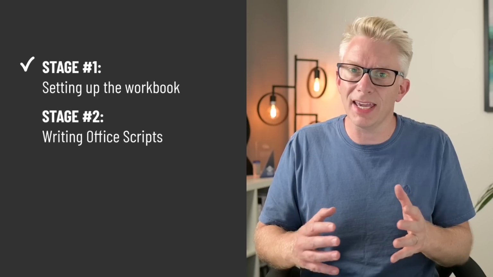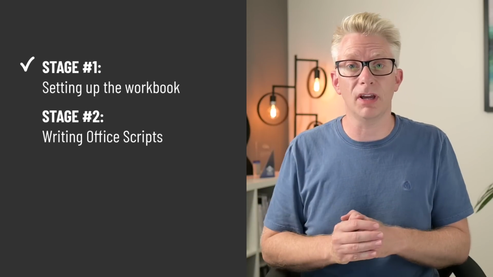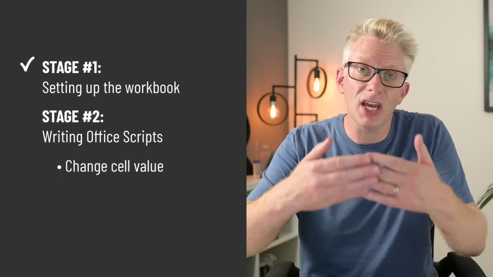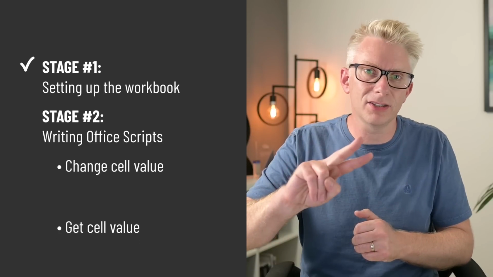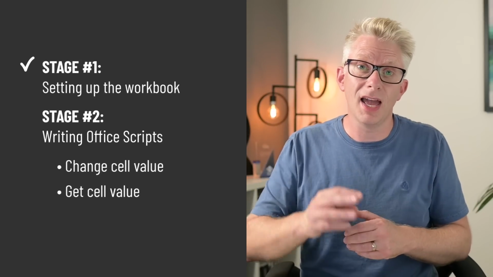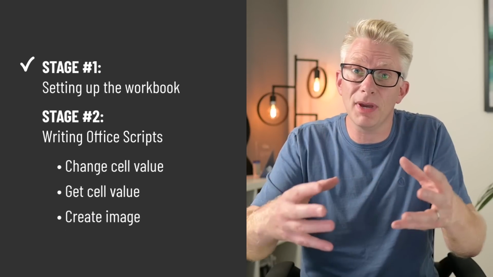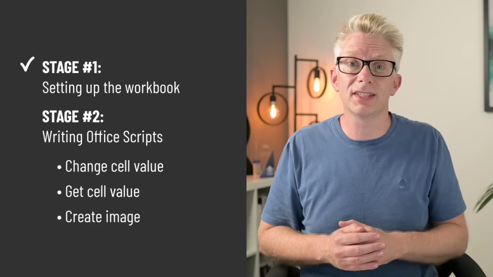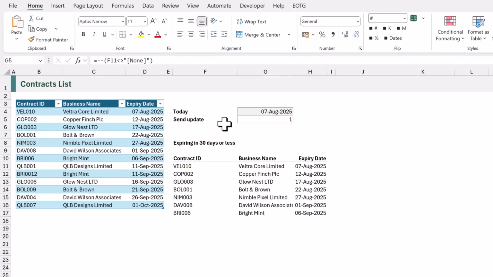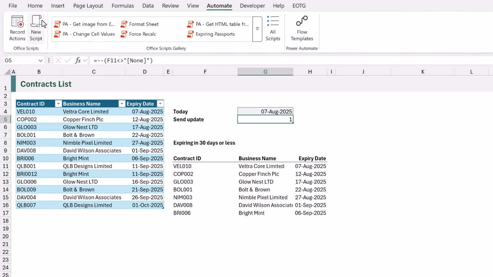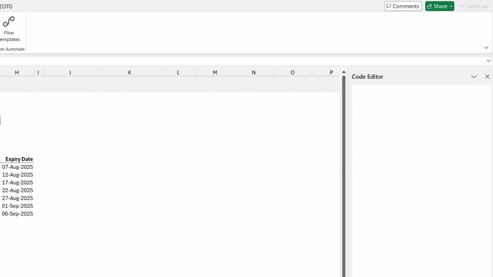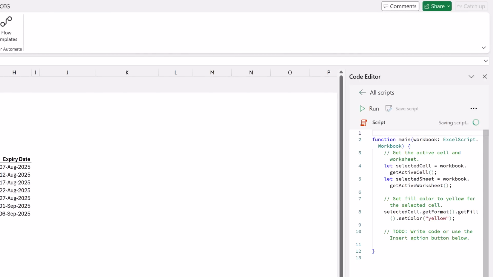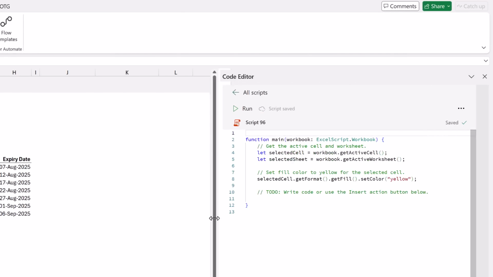For the second stage, we're going to write 3 Office scripts. The first script changes a cell value. The second script reads a cell value, and the third script gets an image from a range of cell values. In Excel, we will select the Automate tab, and in there we want to click New Script. This launches a pane on the right hand side. It's currently a little small, so let's expand that pane.